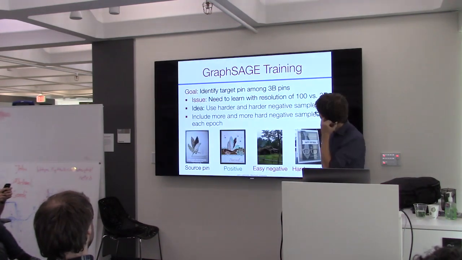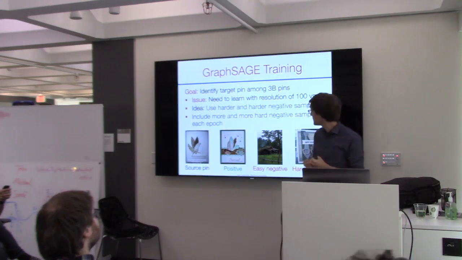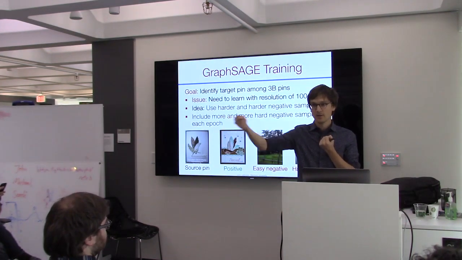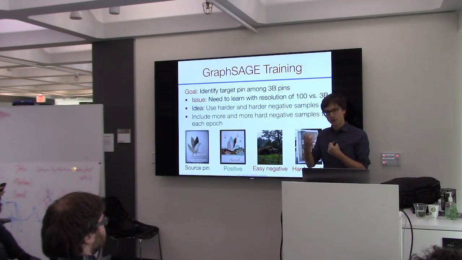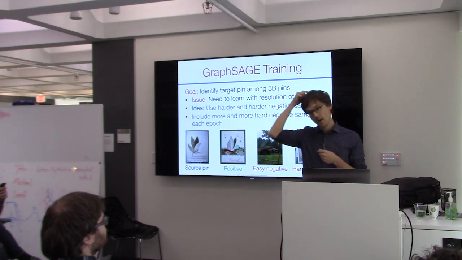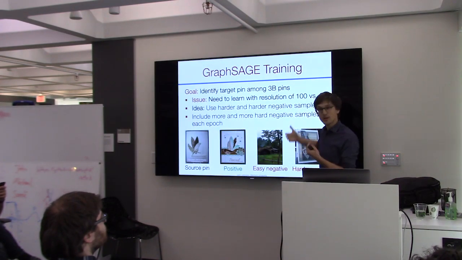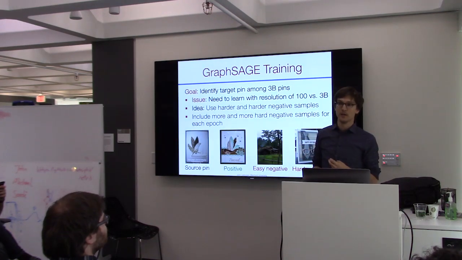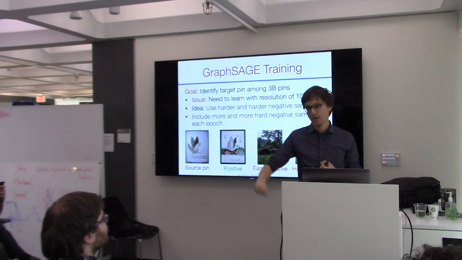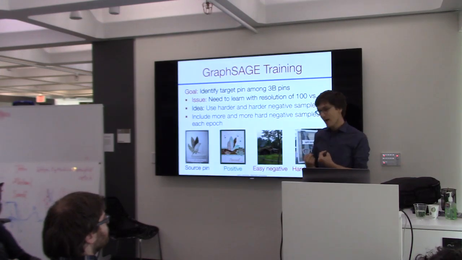One interesting aspect here is that the task is amazingly hard. The reason is that you are comparing one object against 3 billion other objects, and all we care about is that the correct related object is among the top 100 out of the 3 billion. So in some sense, I need to learn at a resolution of about 100 versus 3 billion. This means I have to recognize the correct object in a set of 30 million objects. So why am I saying this?